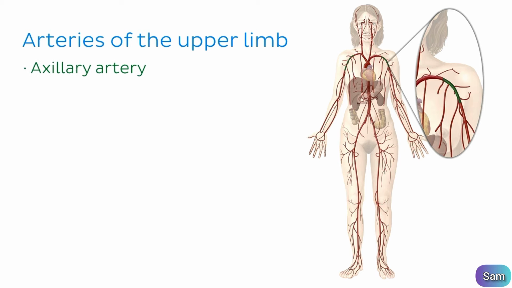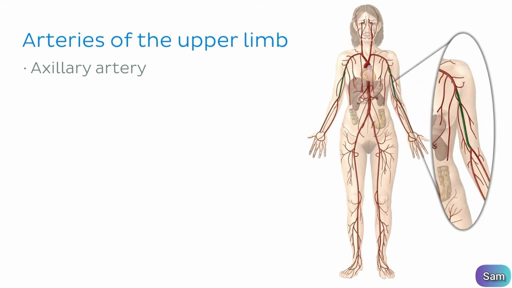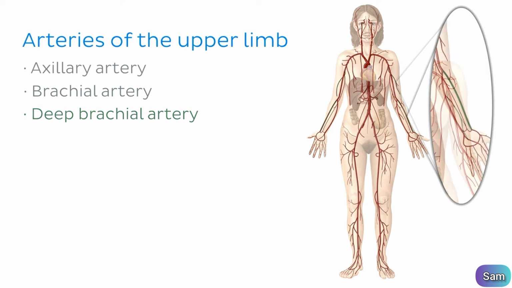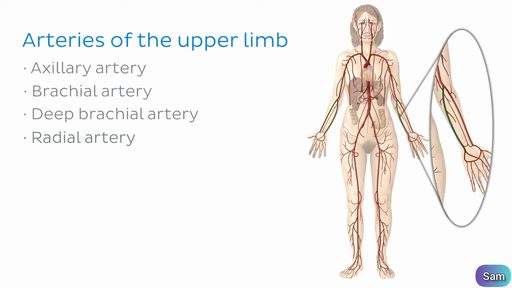as a continuation of the subclavian artery, followed by the brachial artery, which itself is a branch of the axillary artery. Then we looked at the deep brachial artery, which is a branch of the brachial artery. And then we looked at the radial artery, which is one of two branches of the brachial artery, the other branch being the ulnar artery.